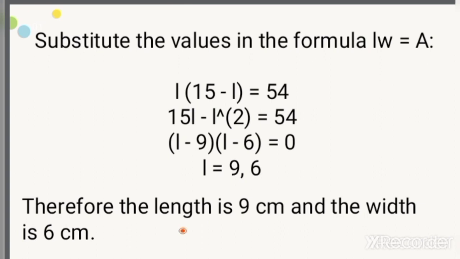Then, let's distribute. L times 15 is 15L, and L times negative L is negative L squared, equals 54. After that, let's transform it into standard form, then factor. So we have the quantity L minus 9 times the quantity L minus 6. Therefore, the length of the rectangle is 9 cm and the width is 6 cm.